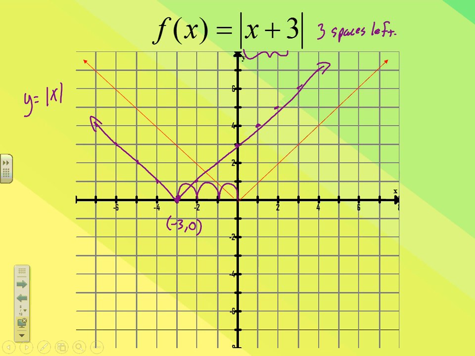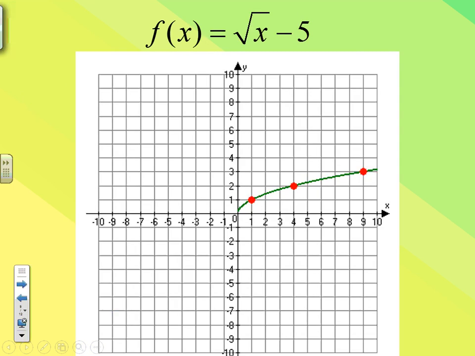It doesn't really matter what the function is. Here it's an absolute value. We could have done the same thing with a linear function or a quadratic function. It doesn't really matter. We still would have done the exact same thing: move it 3 spaces to the left. So now let's take a look at this one here.